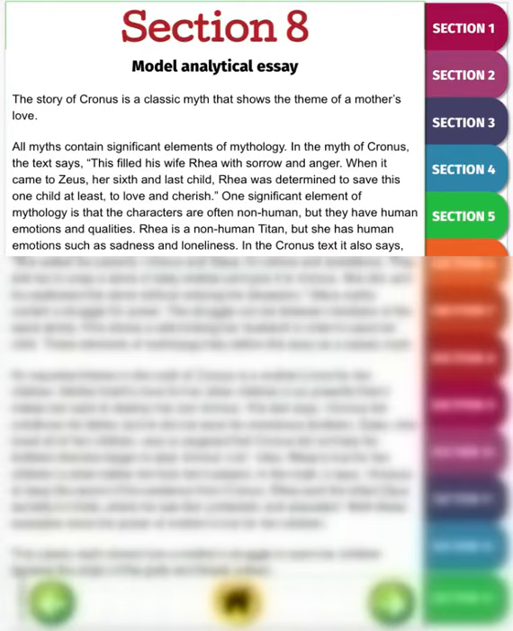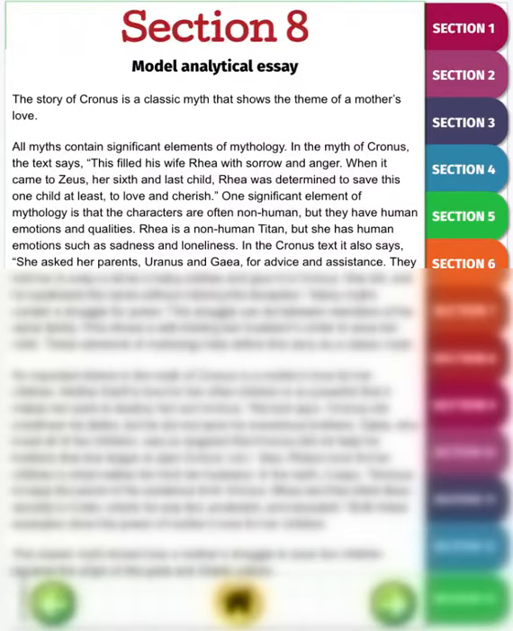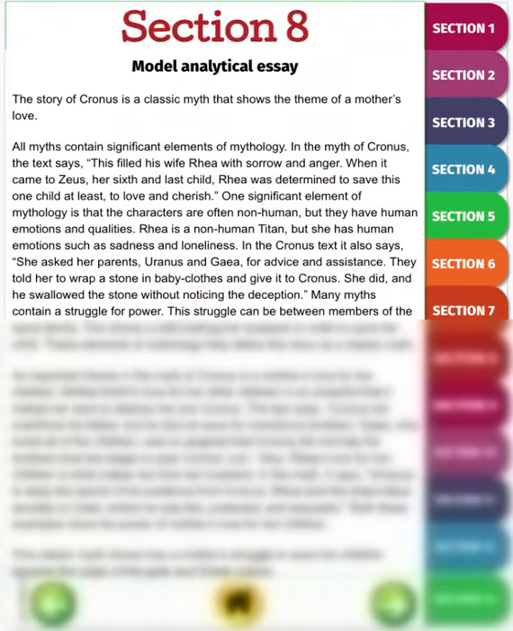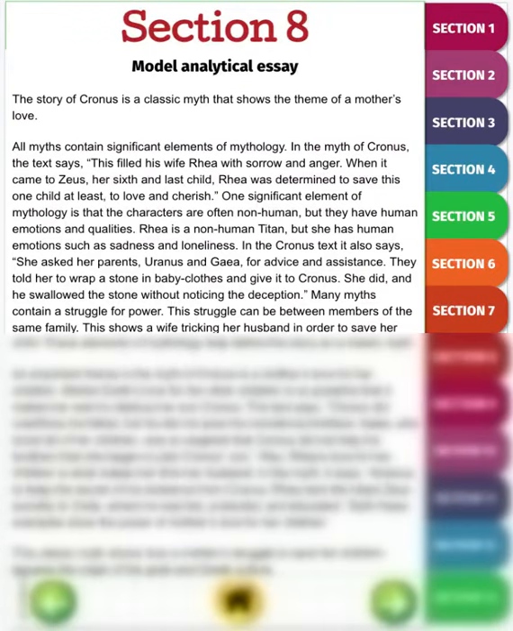Rhea is a non-human Titan, but she has human emotions such as sadness and loneliness. In the Cronus text, it also says she asked her parents Uranus and Gaia for advice and assistance. They told her to wrap a stone in baby clothes and give it to Cronus. She did, and he swallowed the stone without noticing the deception. Many myths contain a struggle for power. This struggle can be between members of the same family. This shows a wife tricking her husband in order to save her child. These elements of mythology help define this story as a classic myth.